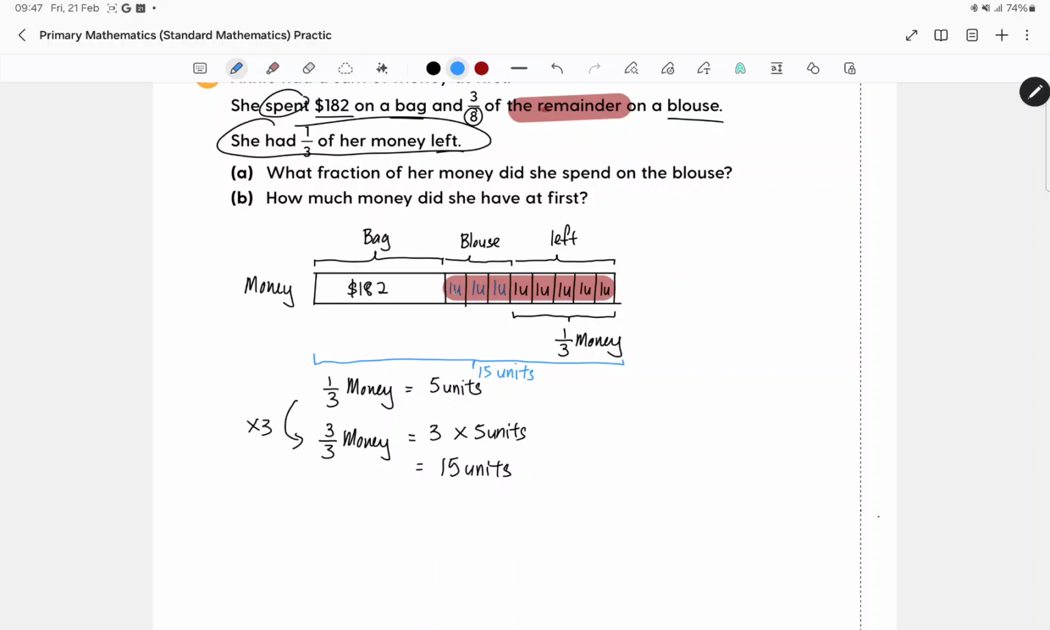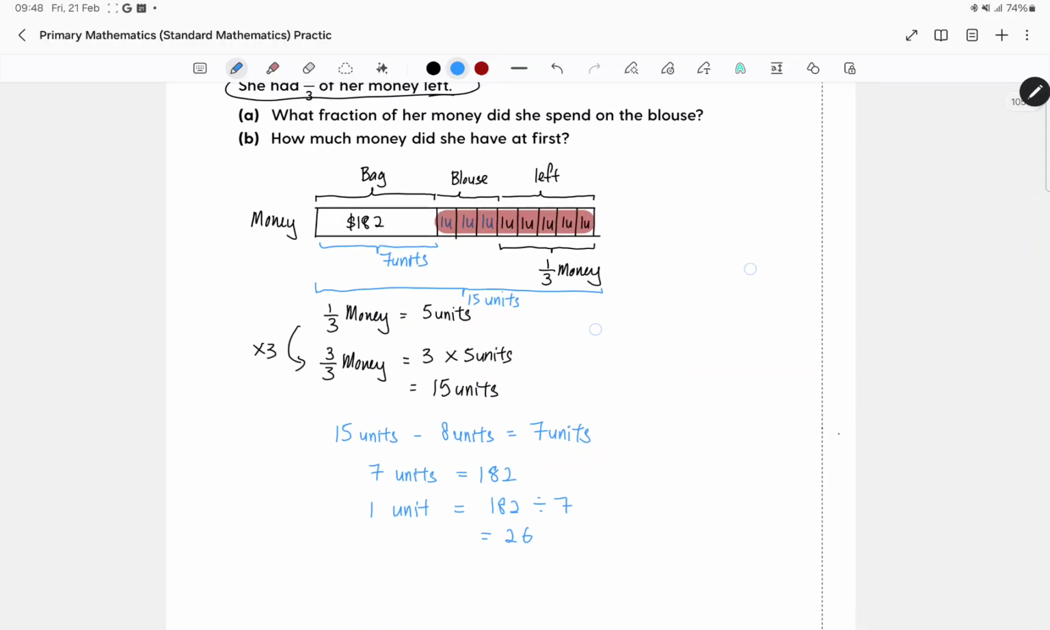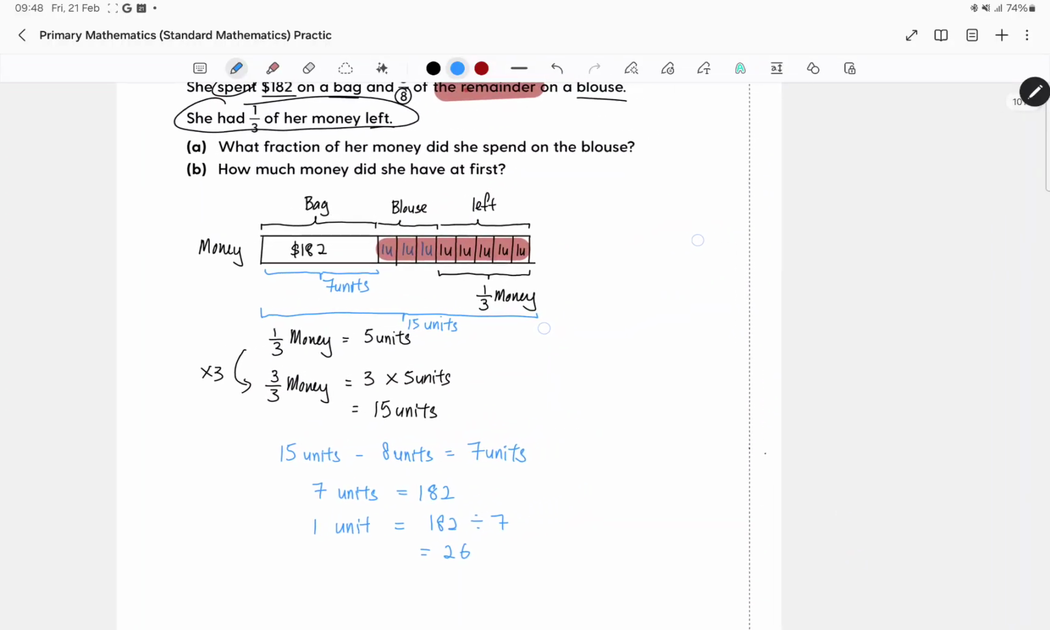Remember the 8 units that we have cut, the remainder. After taking the 8 units, which is visible, we know that this 182 is actually 7 units. So 7 units equals 182. You can find the value of 1 unit, which is 182 divided by 7. You should get 26.